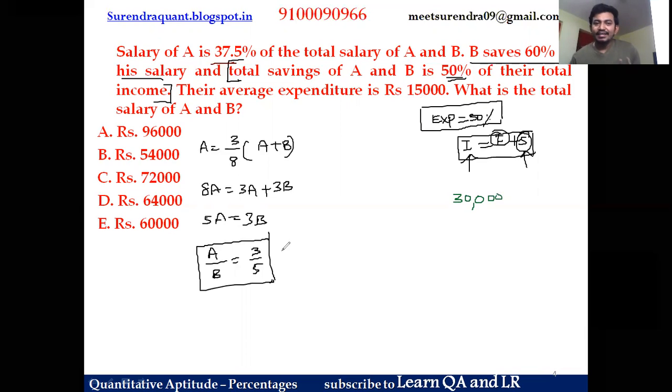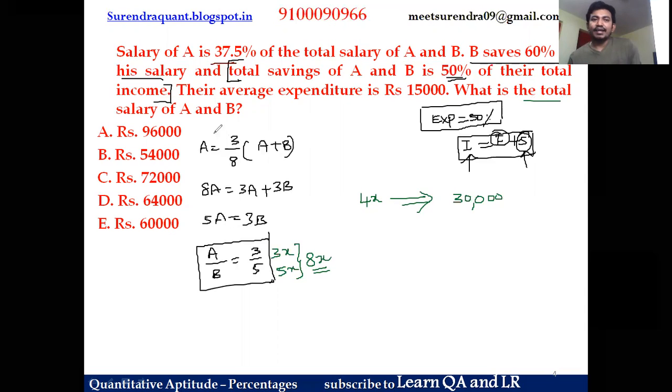Friends, we know that A's income to B's income ratio is 3:5. If A is 3x, B is 5x, the total income of A and B is 8x, right? So this is the total income 8x, in which 50% is their expenditure. So 50% means half of 8x, which is 4x. So 4x is 30,000.